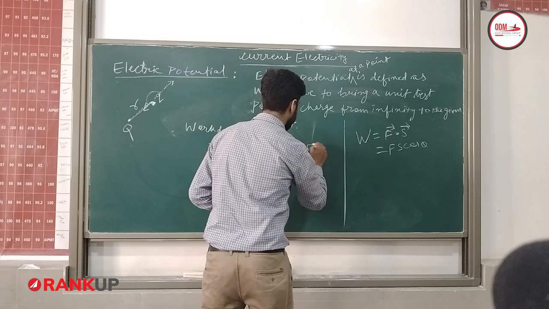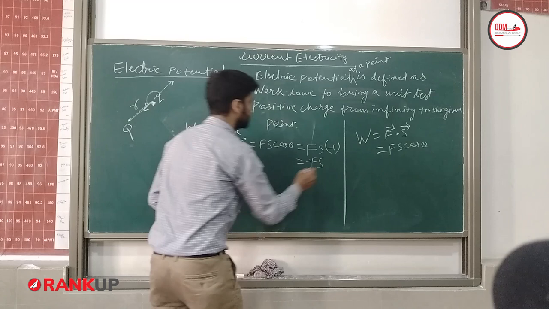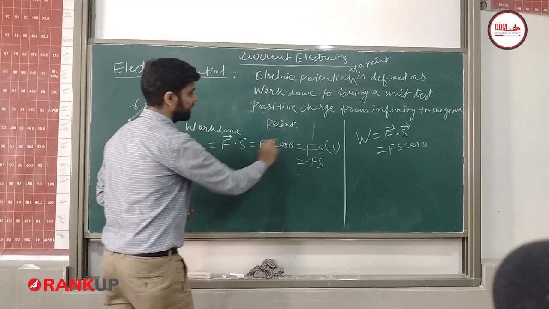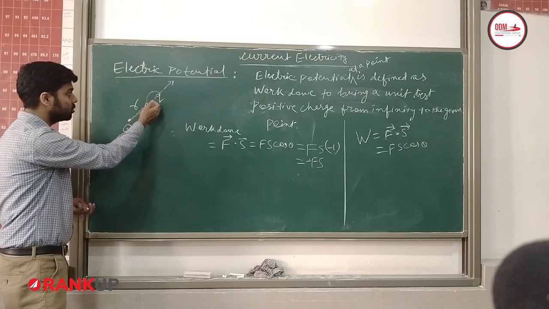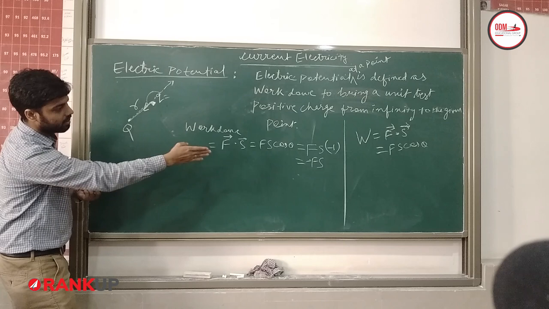So this will be Fs into minus 1. Since theta is equal to 180 degrees, this is equal to F into minus of Fs. What is this minus of Fs? The minus sign is because of cos 180, which is minus 1. Theta 180 degrees means the angle between the electrostatic force and the force which we are exerting to keep this charge Q. Suppose this Q charge may be one unit test positive charge also. We will take that in the derivation, but initially you think this is Q charge. So minus Fs: F is the electrostatic force, and s is the displacement.